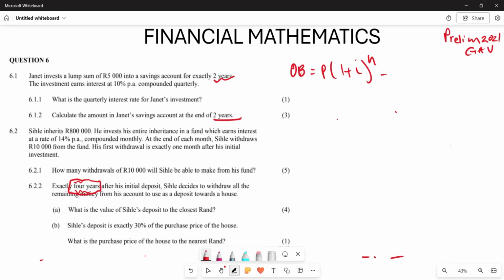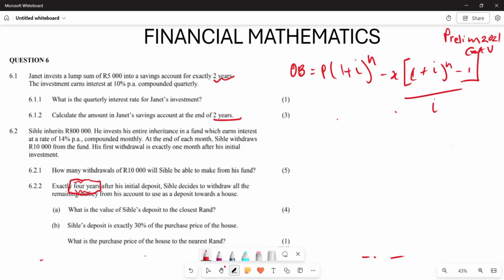This is going to be x. This is going to be subtract x into 1 plus i to the power of n, subtract 1, all over your i, right?